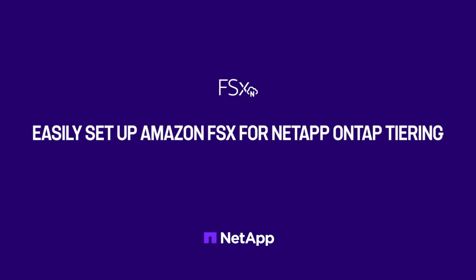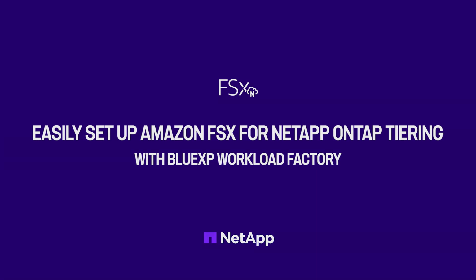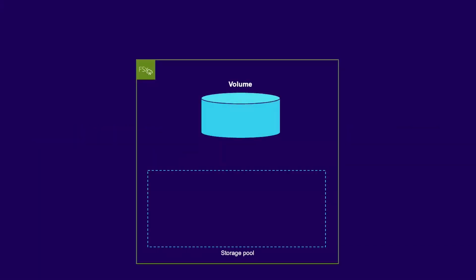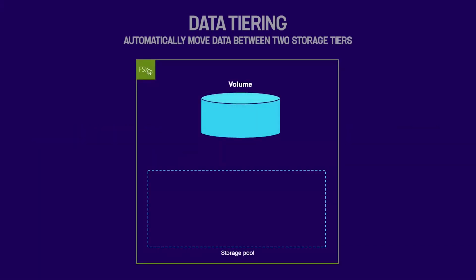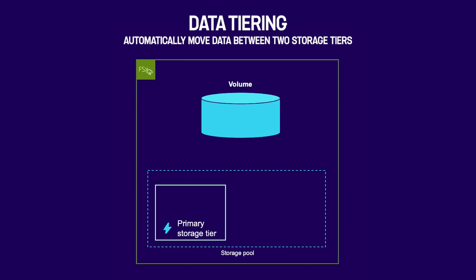Easily set up Amazon FSx for NetApp ONTAP tiering with BlueXP Workload Factory. Amazon FSx for NetApp ONTAP offers a feature called data tiering, which automatically moves data between two storage tiers. The primary storage tier, composed of high-performance SSD storage, and the capacity pool tier, composed of scalable, low-cost elastic storage for infrequently accessed cold data.